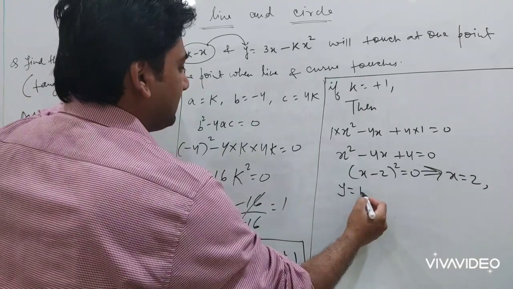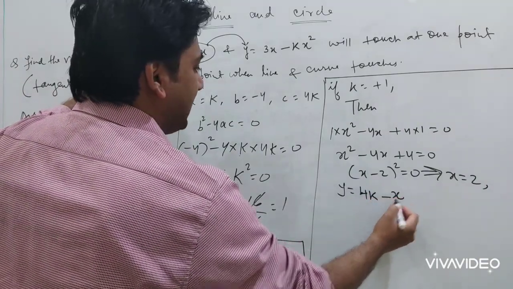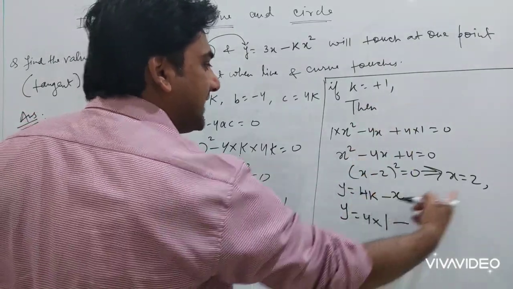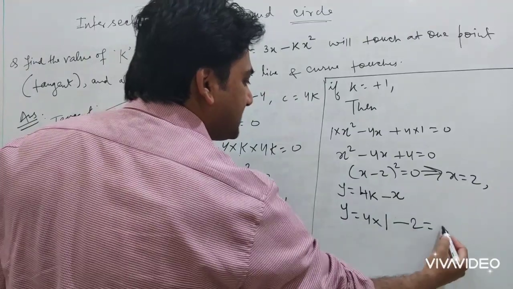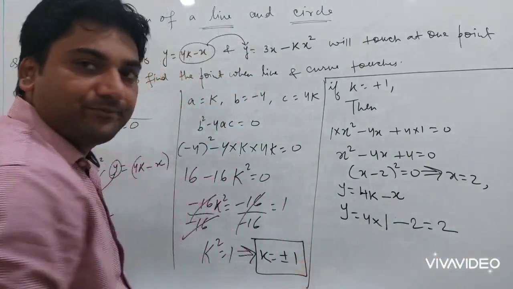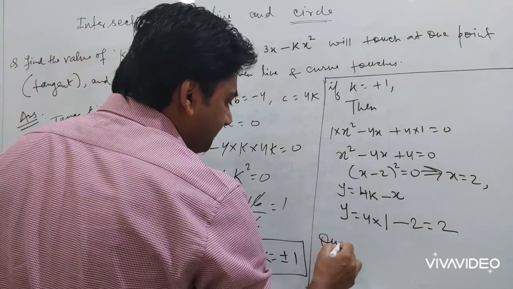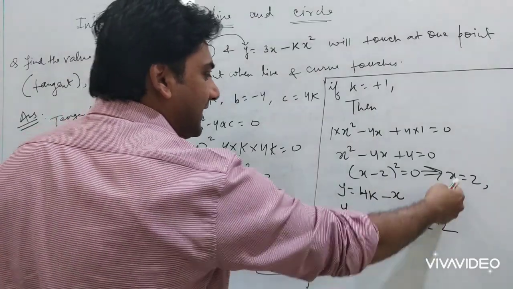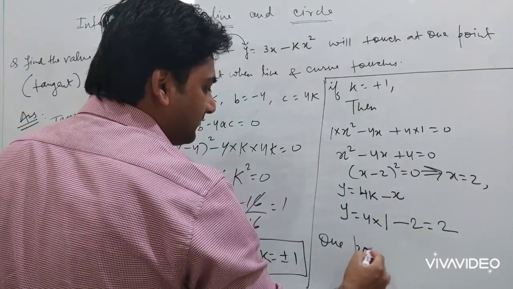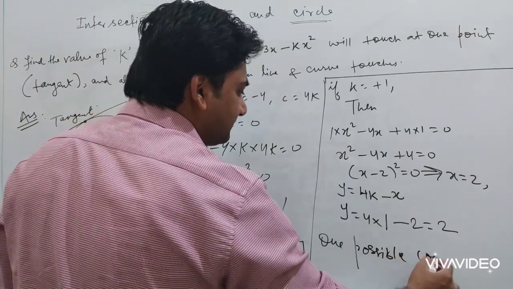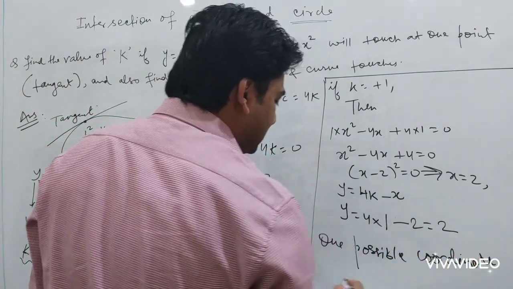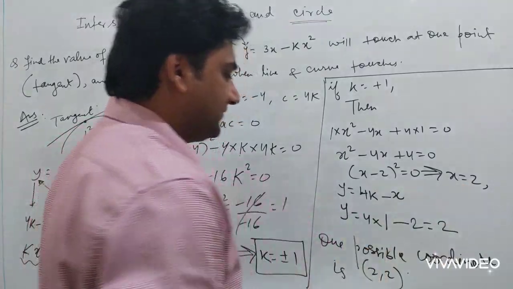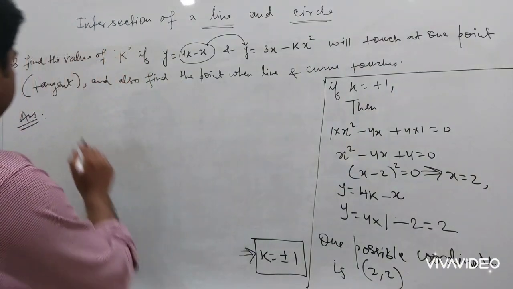So y is 4k minus x. So 4 times k, which we already have as plus 1, and minus x, which we already found as 2. So 4 minus 2, that is 2. So one possibility, because we have two values of k. When k is plus 1, we got one point, x and y. So one possible coordinate is 2, 2. Okay, x is 2, y is 2.